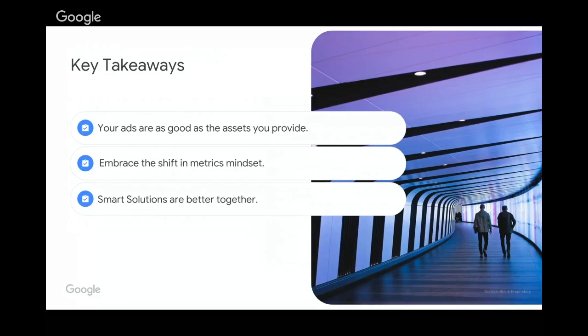Secondly, you want to embrace that shift in metrics mindset. It is tough to take a step back, and while you're not completely ignoring the CPCs, it's important to shift your outlook onto CPA and customer lifetime value as we go forward. And then finally, smart solutions are better together. Again, if you think of all of the possible combinations available, you want to have the power of Google's machine learning algorithms in the background helping you out as much as possible to make sure that you're there at the right time for the right customer.